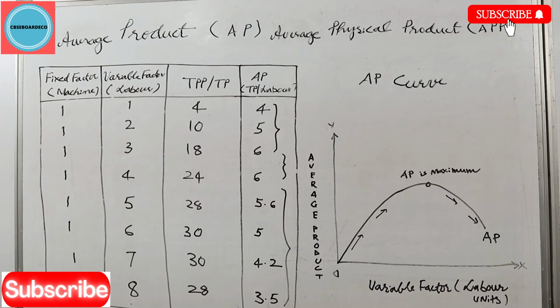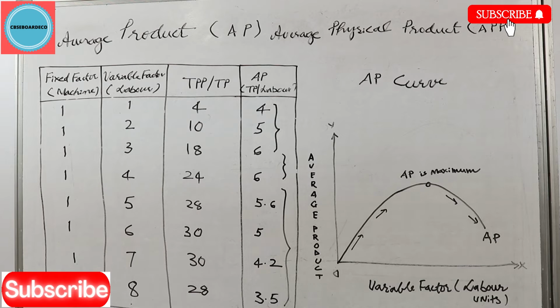So TPP is initially increasing, then TPP also became constant and declines. Since average product, remember this, 4, 5, 6. As you go on engaging the laborers 1, 2, 3, 4, APP is increasing 4, 5, 6. Then it became constant 6 again. Then after this it is declining 5.6, then 5, 4.2, 3.2. Mind it, one thing, average product can never be 0 because TPP can never be 0.